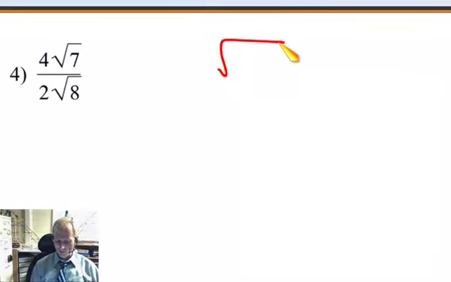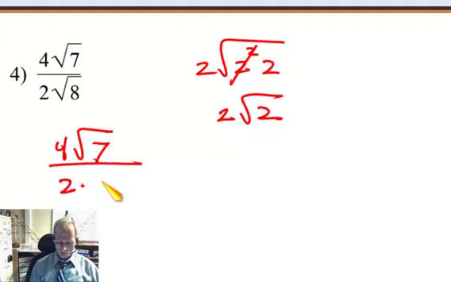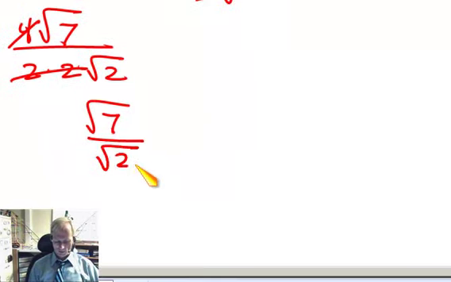Alright, in the next one, I have 4 radical 7 over 2 radical 8. So when I simplify the square root of 8, I find that that's 2 squared times 2. So that's 2 radical 2. So I have 4 root 7 over 2 times 2 radical 2. Okay, 4 over 2 times 2, that's 4 over 4. So those drop out. And now I'm up to radical 7 over radical 2.